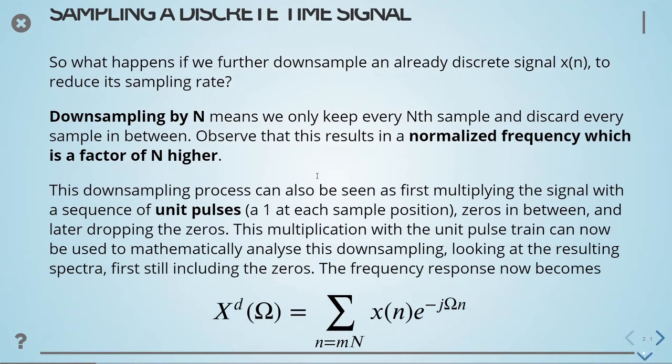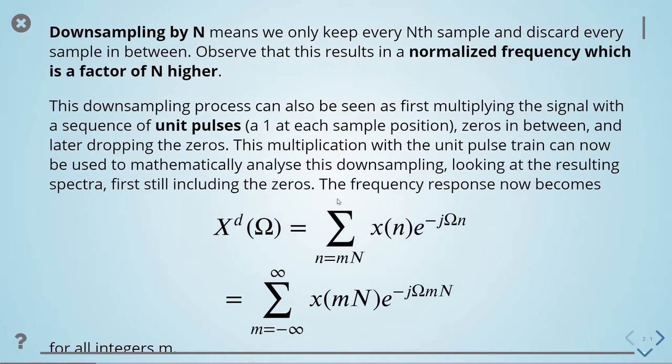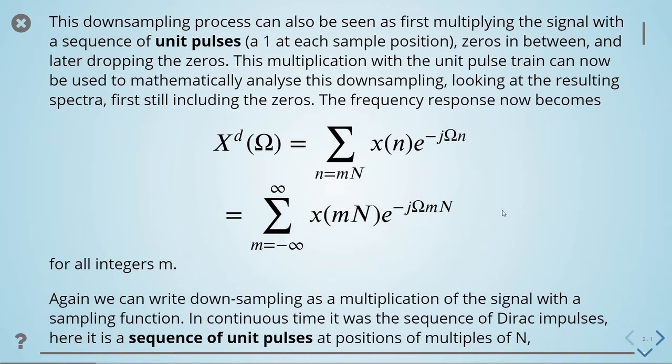So this downsampling process can also be seen as first multiplying the signal with a sequence of unit pulses, so it's a 1 at each sample position and zeros in between, and later dropping the zeros. This multiplication with the unit pulse train can now be used to mathematically analyze downsampling and look at the resulting spectrum, first still including the zeros. So the frequency response now becomes this equation here, for all integers m.